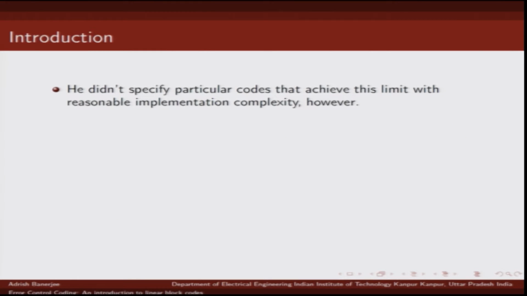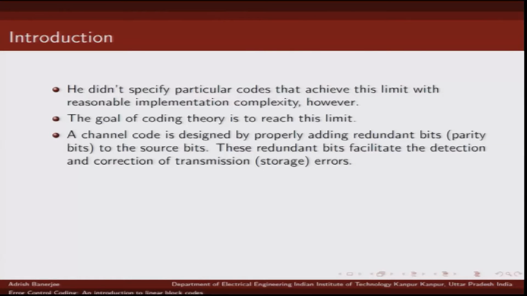Now, in his theorem, Shannon did not specify how to design such codes which have rate close to capacity, and that is where error control coding comes into the picture. So, the goal of error correcting coding theorists is to design codes which can achieve this limit. As long as we design error correcting codes which have rate less than channel capacity, we can achieve arbitrarily low probability of error. So, the goal of coding theory is to design such codes with rates as close to capacity as possible. Shannon did not specify how to design such codes, so this is where coding theorists come into the picture.